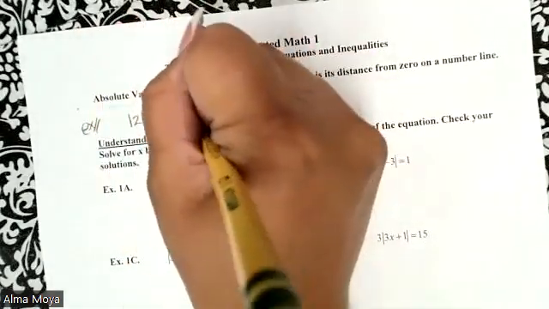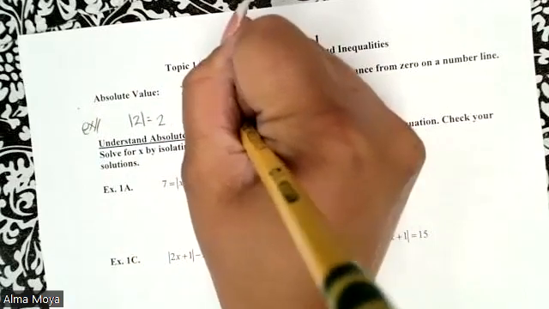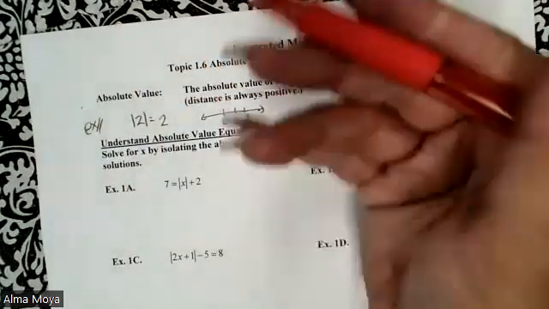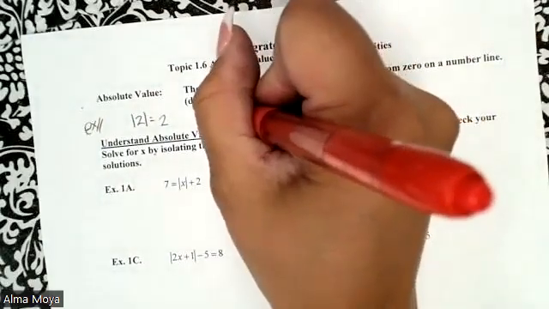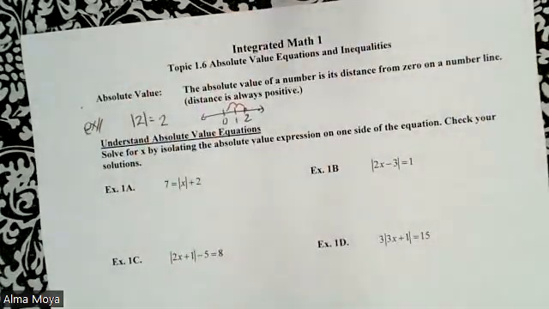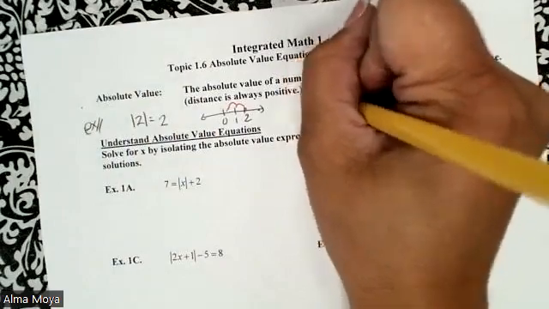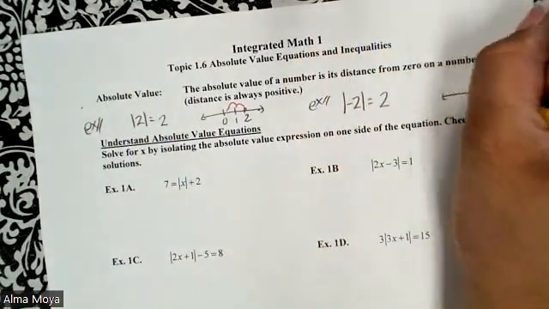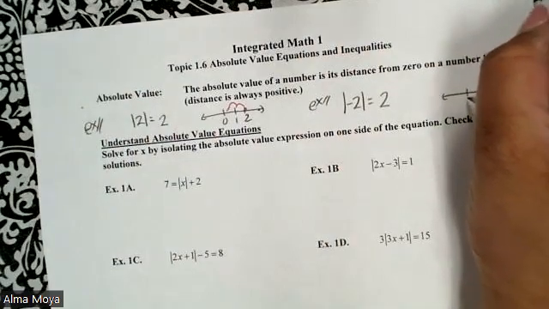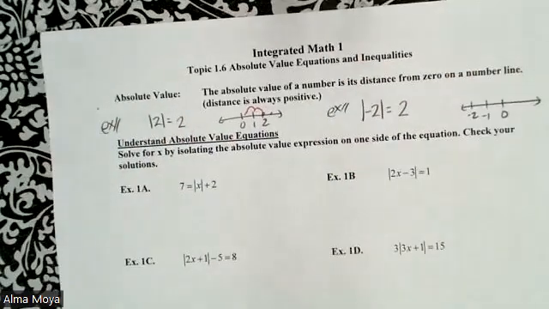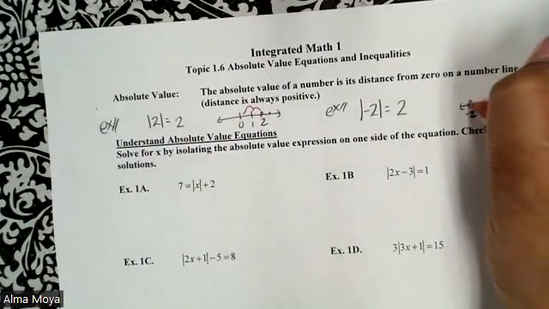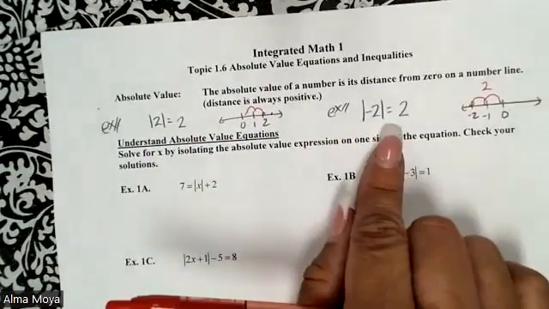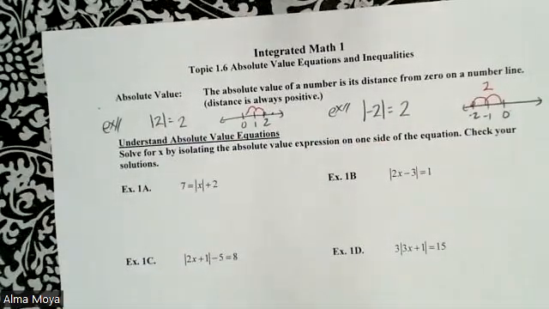positive 2. If you're looking at the number line, here's 0, here's 1, here's 2. So basically, 2 is 2 units from 0. That's why it's 2. If you have the absolute value of negative 2, that is also equal to 2. Because here's your number line, here's 0, here's negative 1, here's negative 2. Well, once again, you are 2 units from 0. So that's why it's going to be a positive 2. So absolute value is always positive.